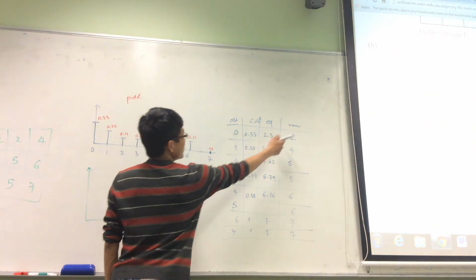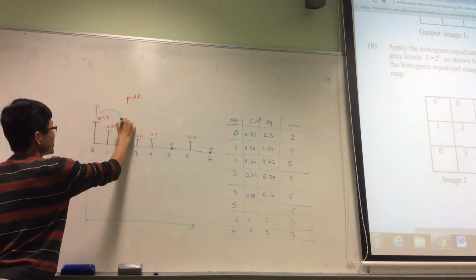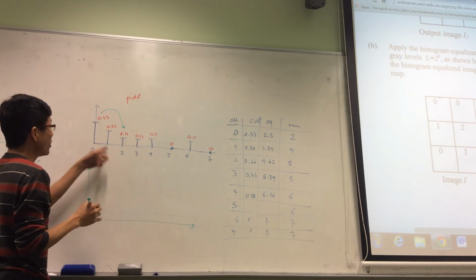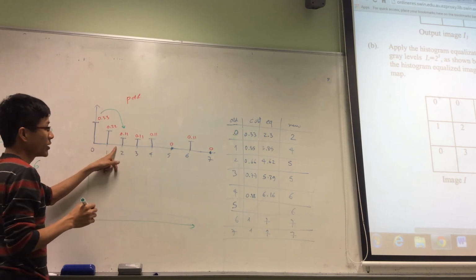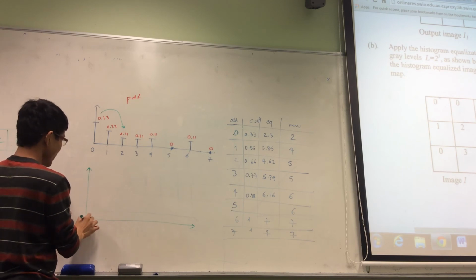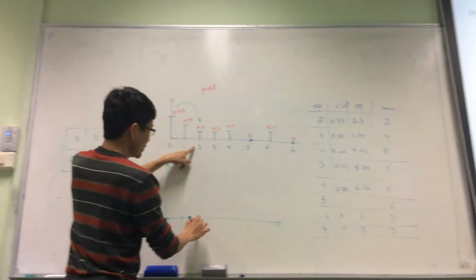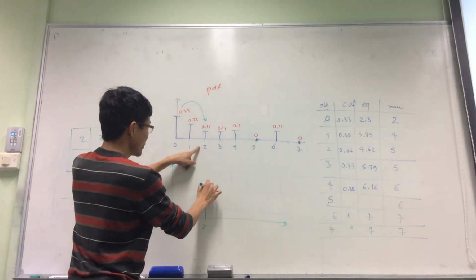The 0 becomes 2, which means all the 0 here will become 2. So this one goes here to 2. No more at 0, so we put 0.33. Nothing else here. We'll start from 2. So 1 and 2. Now the 2 will get 0.33.